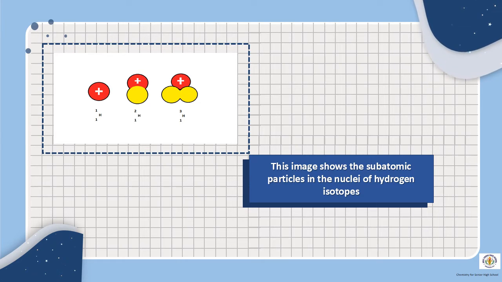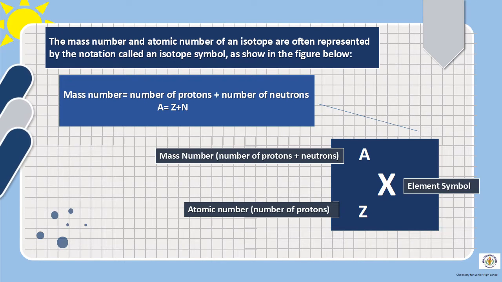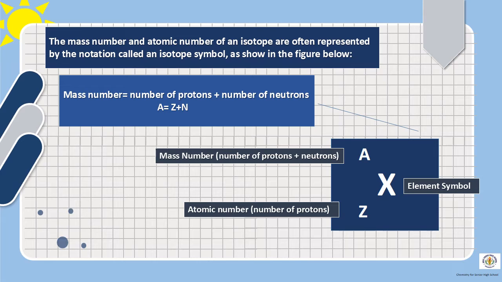This illustration shows the subatomic particles in the nuclei of hydrogen isotopes. The mass number and atomic number of an isotope are often represented by the notation called an isotope symbol, as shown in the figure below. Mass number equals the number of protons plus the number of neutrons. This is one way to distinguish between isotopes by their mass number.